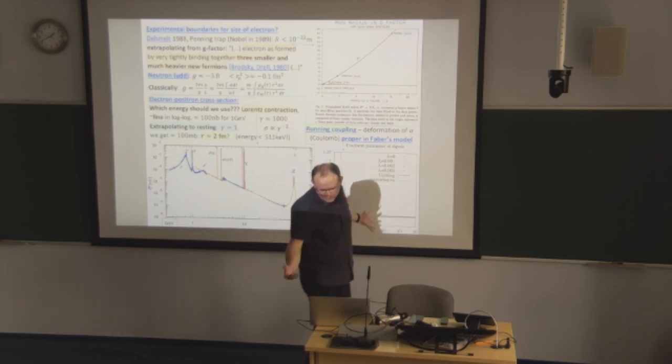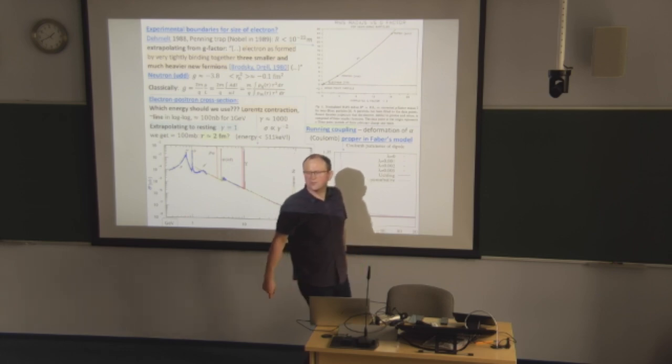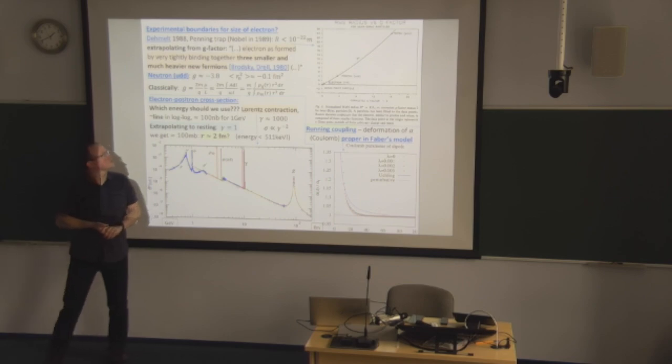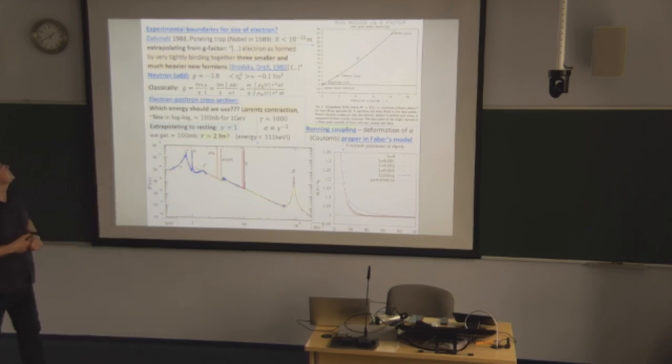Okay, so I have something about experiments about the size of electron. If you ask physicists if electron is a perfect point, they usually say that it's a perfect point. One reason is that in perturbative quantum field theory they cannot work with non-perfect points because it's extremely difficult from a mathematical perspective.